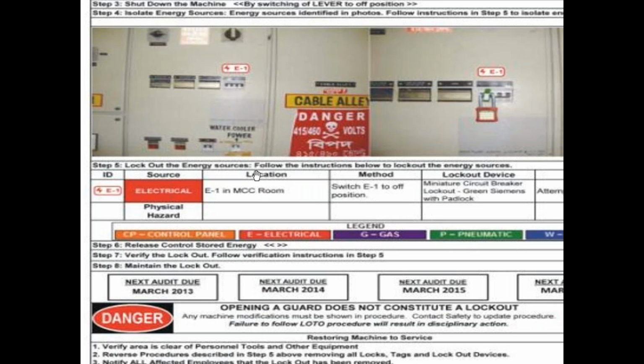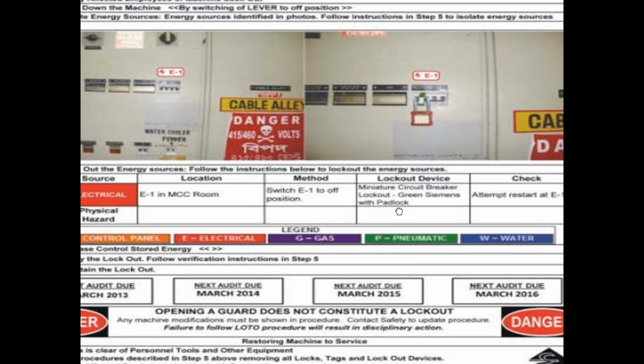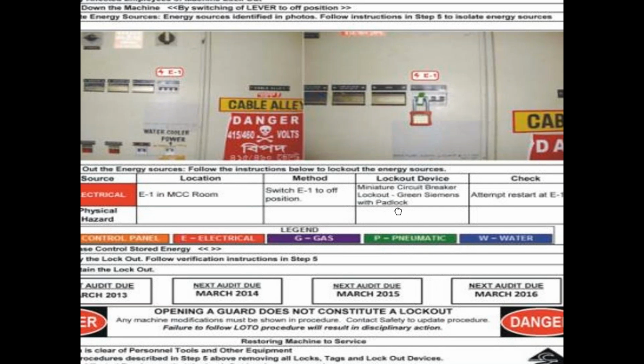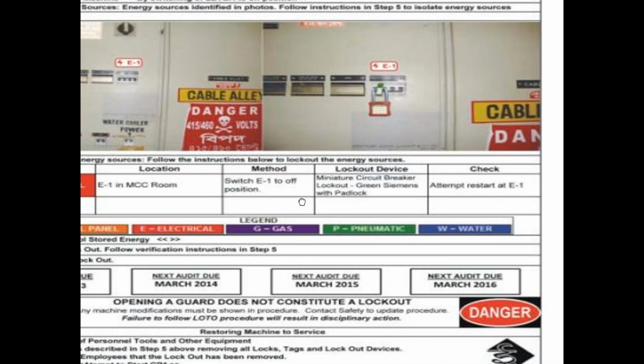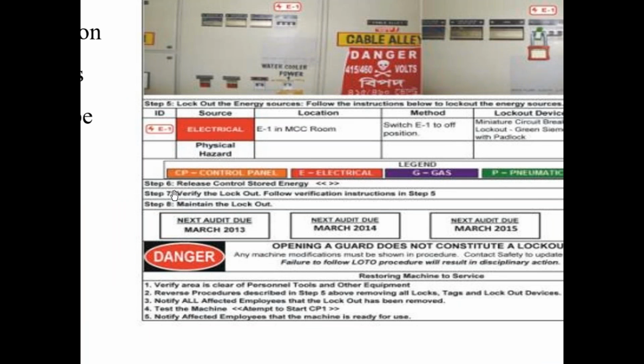Lock out the energy sources, follow the instruction below to lock out the energy sources. So the energy source is electrical. So you have to select the type of source. Then location is E-1 in MCC room. The method is switching position. Then lockout devices, that is miniature circuit breaker, that is called MCB. Then lockout green Siemens with padlock, and the check is affected restart at E1. Then we can go for steps 6, 7 and 8.